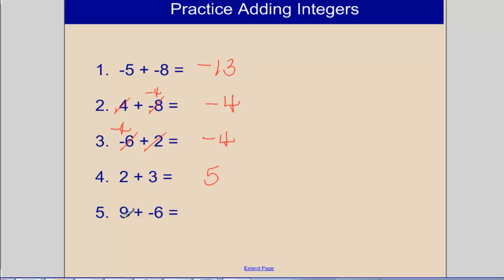And then we're going to add 9 plus negative 6. These 6 negatives cancel with 6 of the positives in our 9, so we're left with 3 positives. In other words, 9 minus 6 is 3, and we have more positives than negatives.